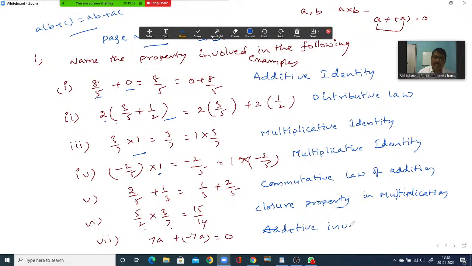Additive inverse law. Okay? Additive inverse law. That's it. Next.